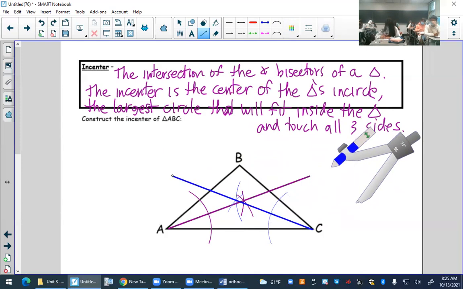Okay. Where those two meet, if you did the third, it should meet in the same spot. But where those two meet is called the incenter. That is a construction to actually find the incenter. That point right there, that's the incenter.